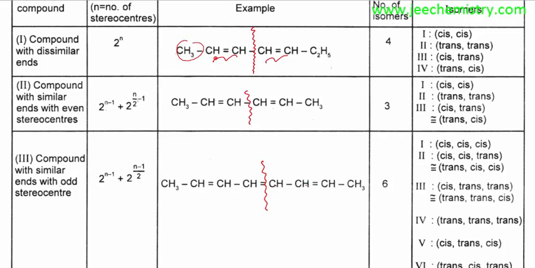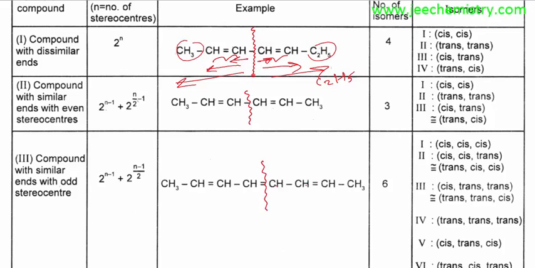Dissimilar end means: in a compound with dissimilar ends, this is one end and this is the other end. If you proceed this way, CH, next step CH, next step also CH, next step CH3, and the next step C2H5. That differs, which means the ends are dissimilar.